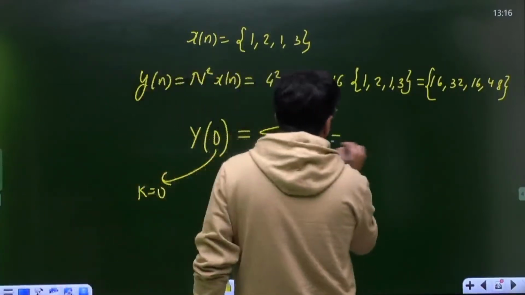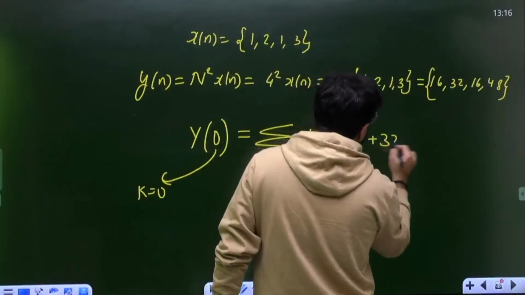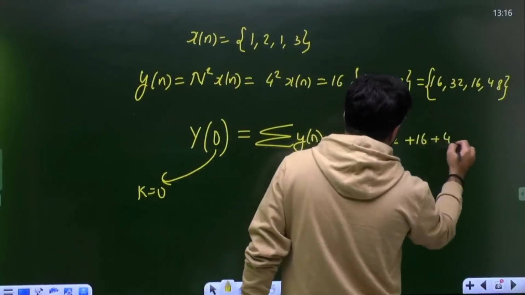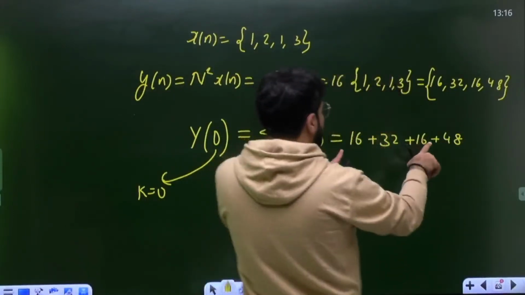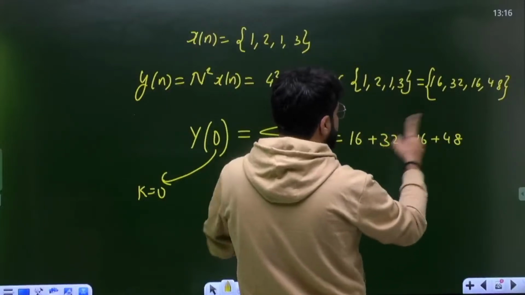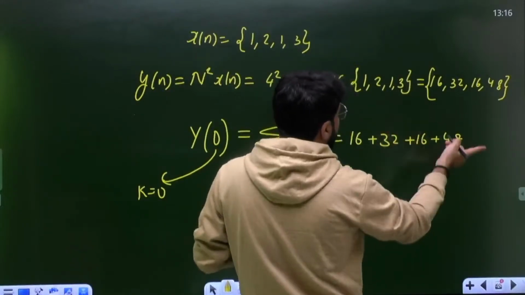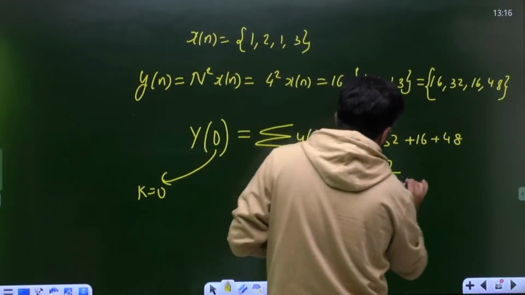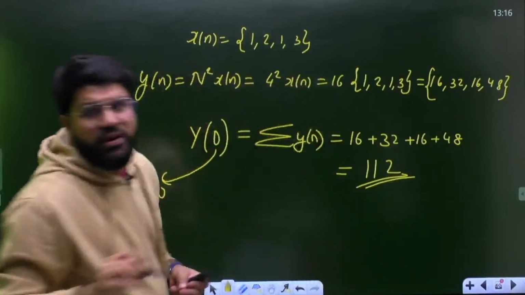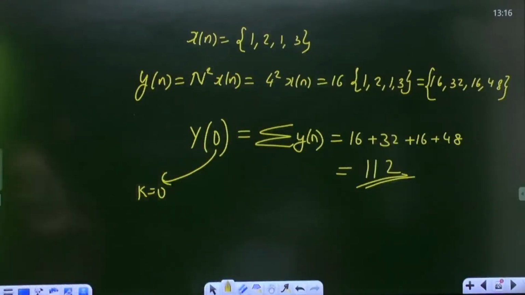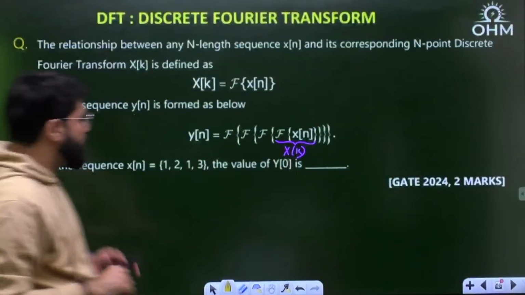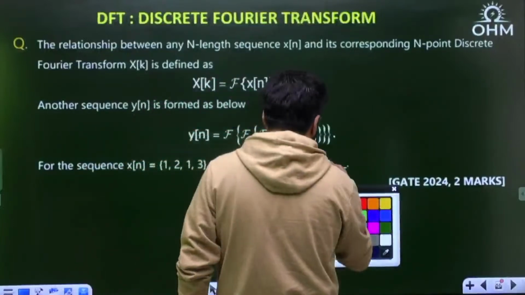So if you add all 16 and 32 and 16 and 48, net result, this is also 32, 32, 32, 64, 64 and 48 should become 112. Perfect. The correct answer for the question is 112. A duality. Okay, a full duality demonstration, and final answer 112.